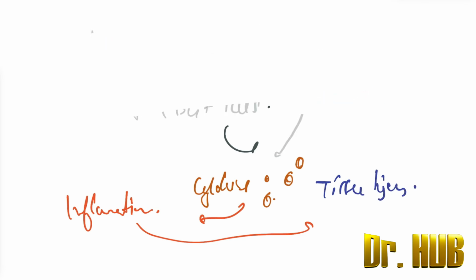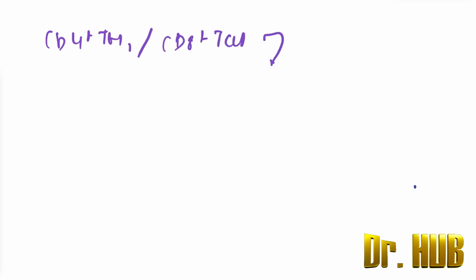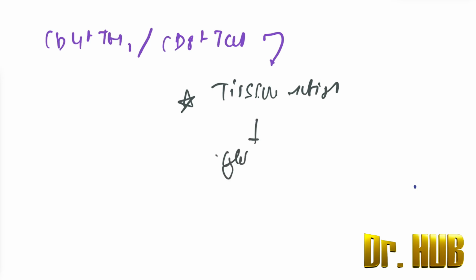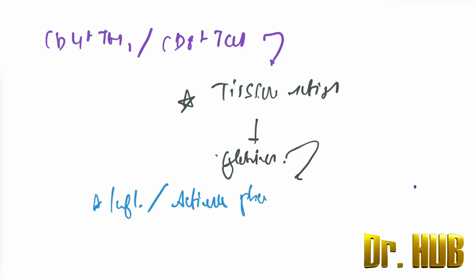To briefly explain it, the CD4 plus Th1 as well as the CD8 plus T cells respond to the tissue antigens, and they secrete the cytokines. As they secrete the cytokines, it leads to inflammation and activation of the phagocytes. Activation of the phagocytes leads to the tissue injury.